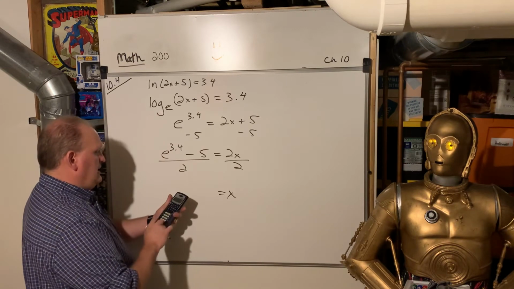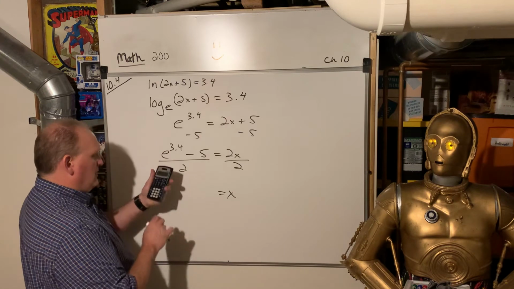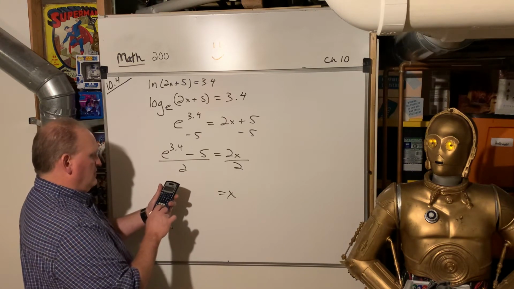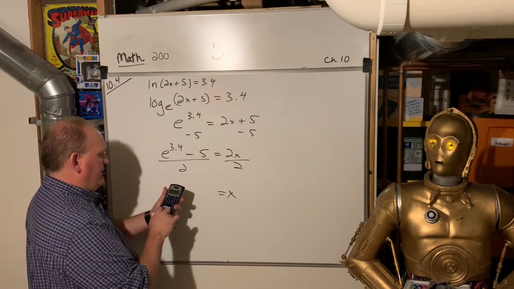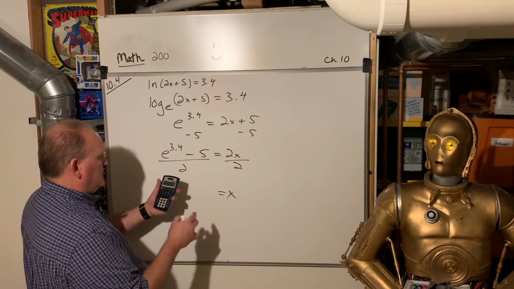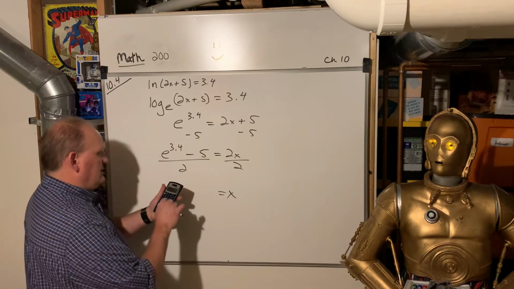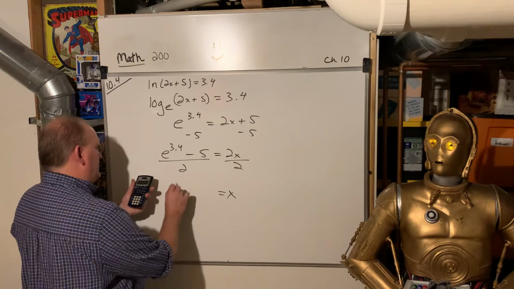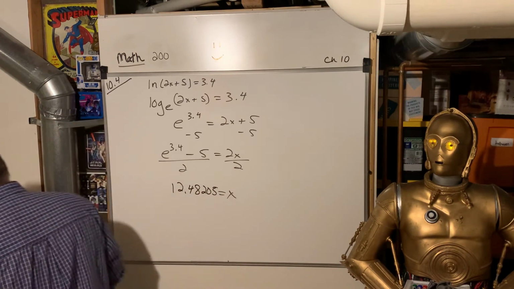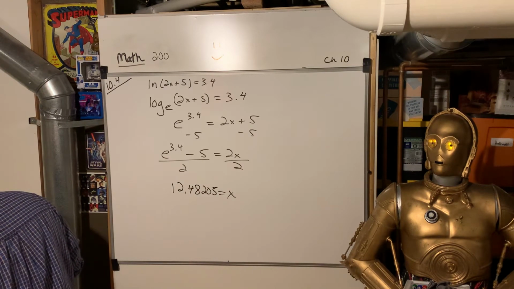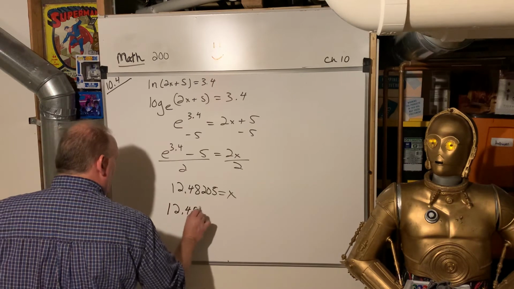You do e, that is second, and then ln, that's e to the power 3.4, and then minus 5. Then hit enter. That's 24.964100005. And then divided by 2. And that's how we got the 12.48205. And then they want it again with 4 decimal places, so 12.4821.